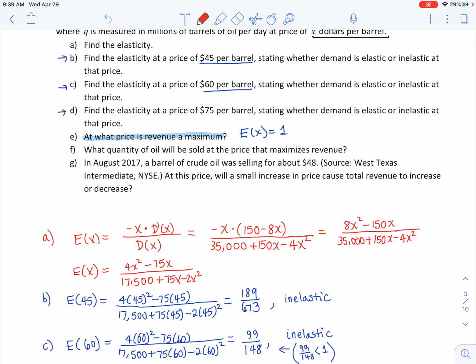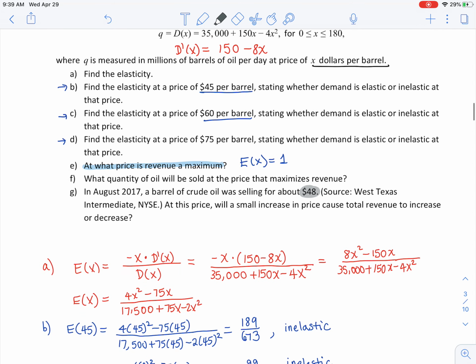Okay. Let's do the very last one, which is asking you for G. In August 2017, a barrel of crude oil was selling for about $48. Now look, $48 is in between 45 and 60. I shouldn't really estimate, but I'm expecting the elasticity to come out to be inelastic. I think the elasticity will be smaller than 1, because when we plugged in 45 and 60, we got a number smaller than 1.